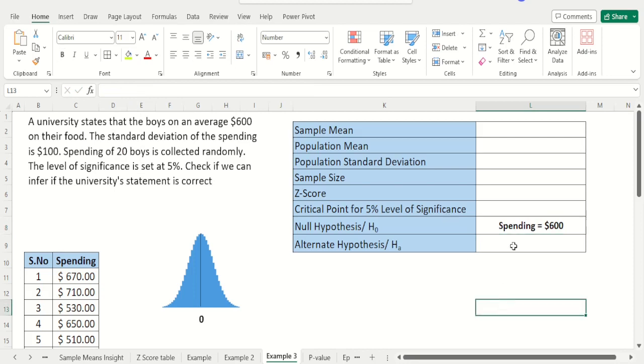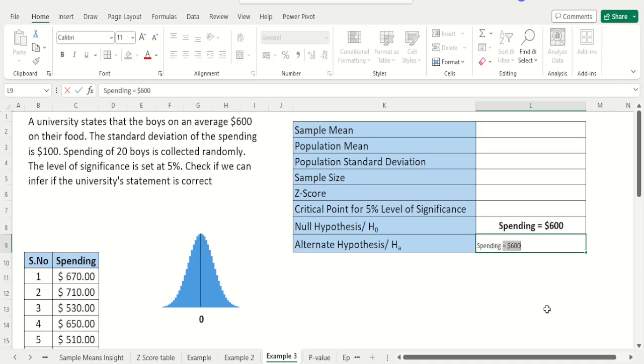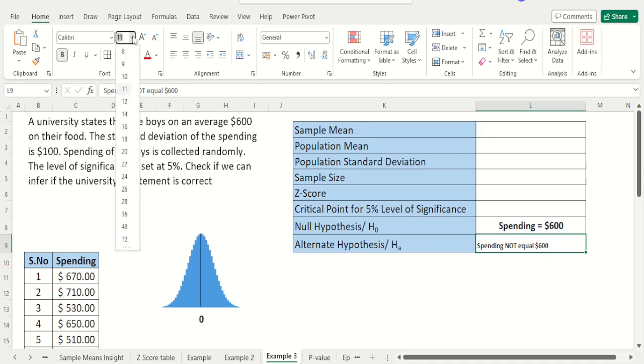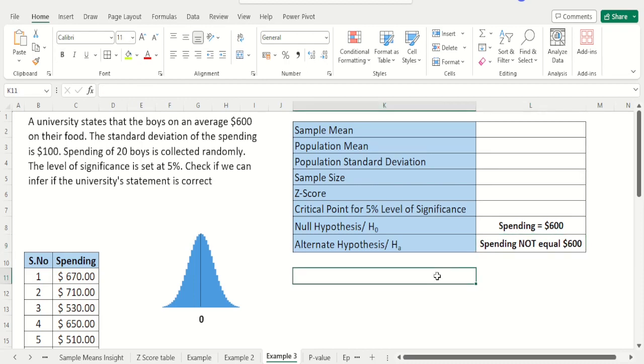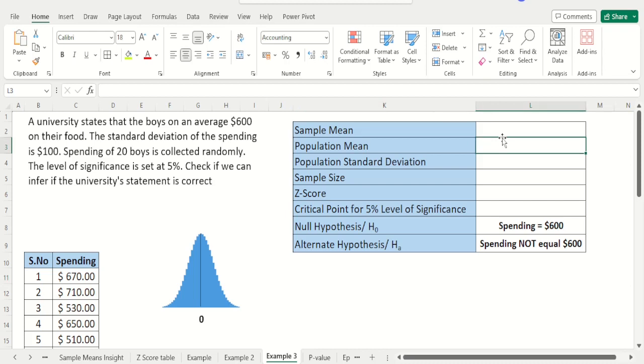All right. What would be the alternate hypothesis? The alternate hypothesis now would be that the spending is not equal to $600. Correct? If your null hypothesis says that it is equal, the alternate hypothesis, or H1, will be that it is not equal. Now, in this case, what's the sample mean?